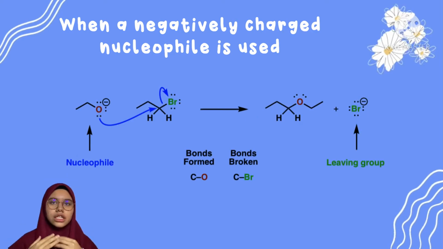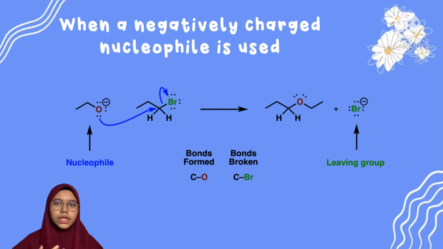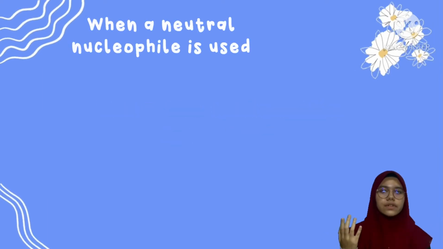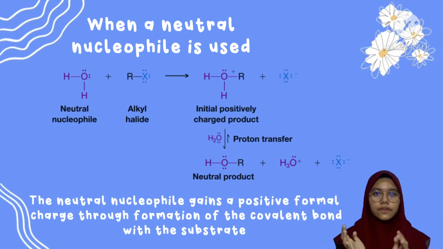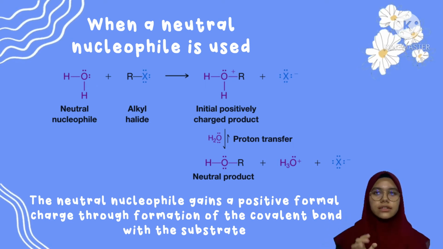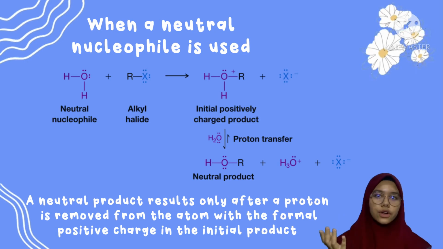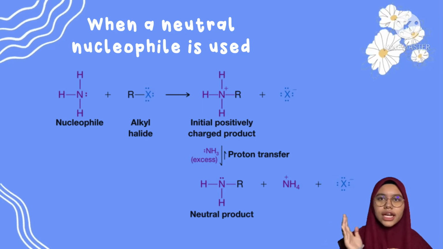For this example, the nucleophile is negatively charged, and when the nucleophile attacks the bromopropane, the nucleophile will replace the place of Br, and we will get the product as well as a leaving group which is a bromide ion. The second example is when the nucleophile is a neutral nucleophile. When a neutral nucleophile is used, it will result initially in a positively charged product. The neutral nucleophile gains a positive formal charge through the formation of the covalent bond with the substrate. A neutral product results only after a proton is removed from the atom with the formal positive charge in the initial product.